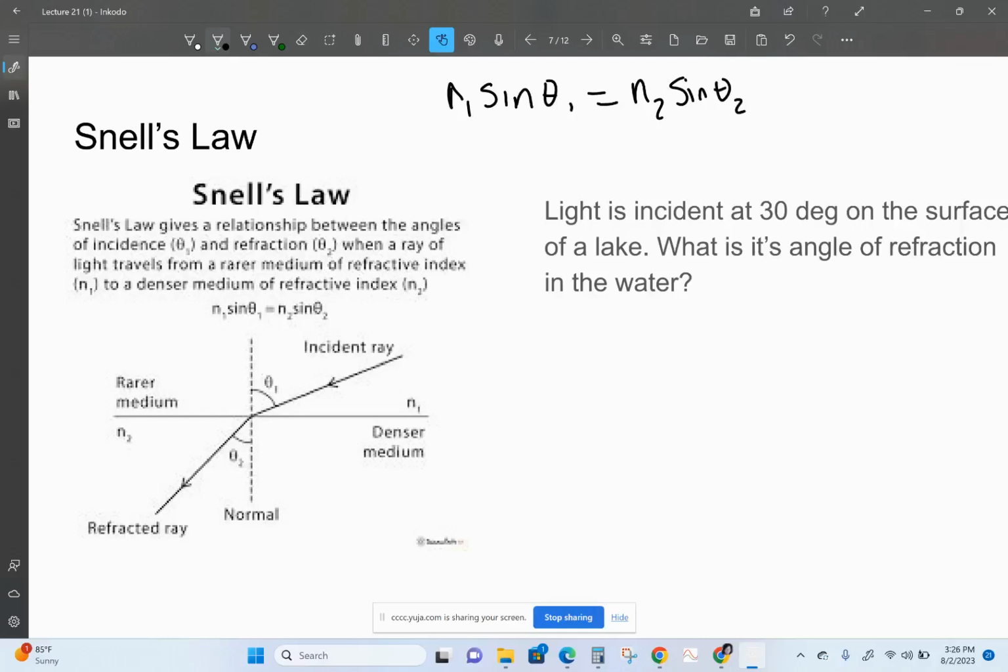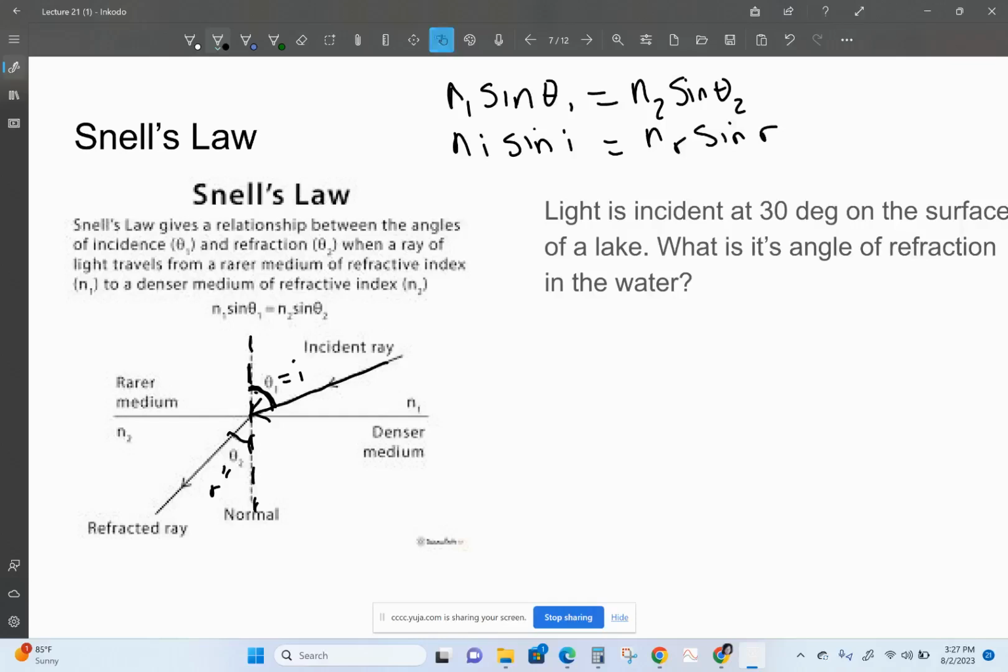Now, remember that we're always going to think about that interface between the two mediums, and we're going to draw an imaginary line called the normal perpendicular to it. And the ray is going to hit at the interface, and the angle that it hits at is called the angle of incidence, and the angle that it refracts at is called the angle of refraction. So sometimes you'll see this Ni sine I equals Nr sine of R.